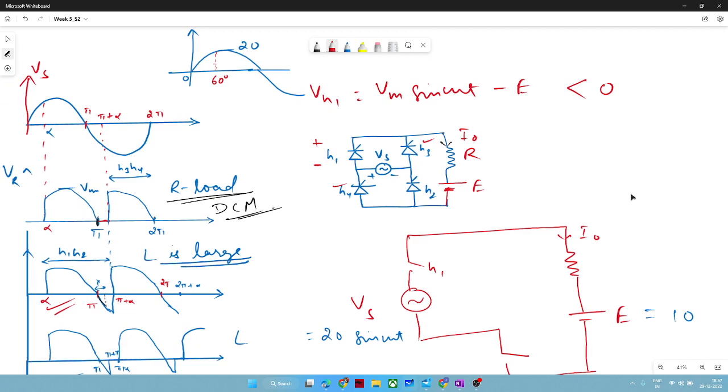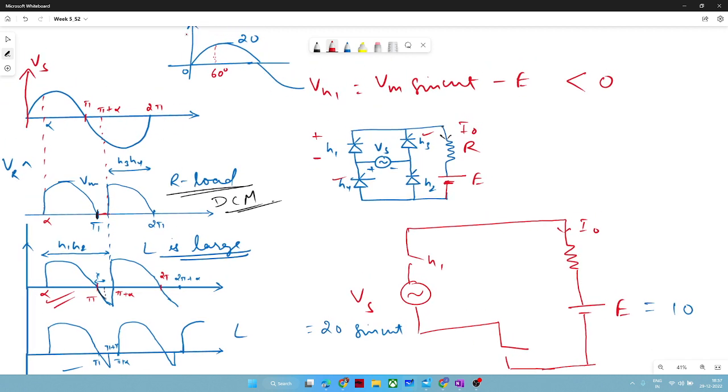So I hope you got this point. And after this point, now you are free to provide the pulse wherever you want to provide, right? You can even provide pulse before 60 also, but this switch will conduct only after this 60 degree. As soon as this switch comes in forward biased mode, only then will it start conducting.